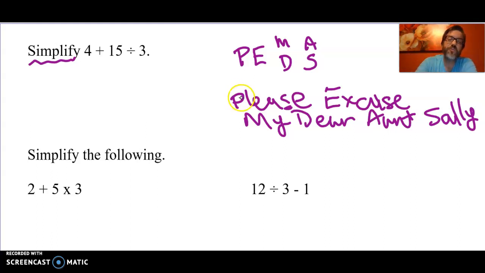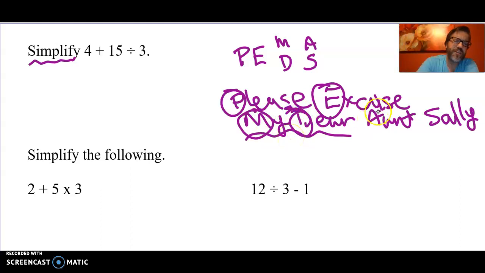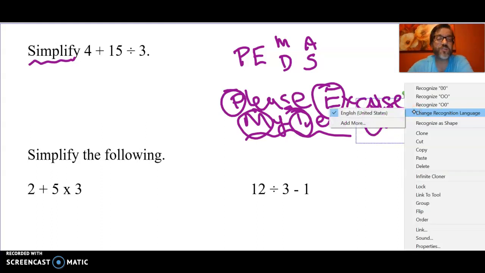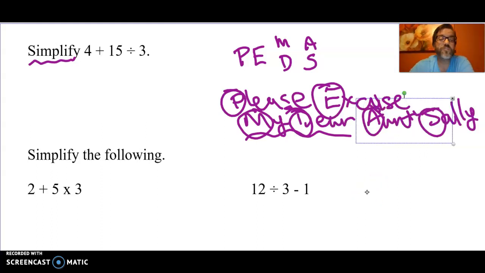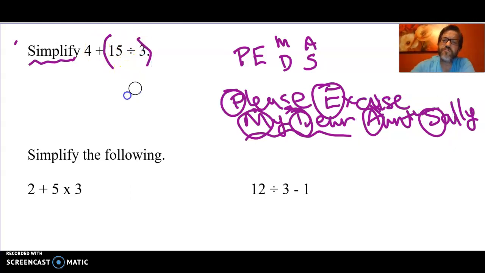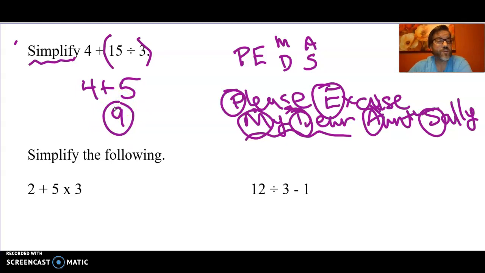But again, P is for parentheses, E for exponents. Now, my dear, multiplying and dividing go together in the same step. You do them from left to right. Aunt Sally, adding and subtracting goes in order as they appear from left to right as well. So in this problem, 4 plus 15 divided by 3, we have to divide before we can add. So 15 divided by 3 is 5. Oh boy, we're not writing. Let me try this again. There we go. So now I have 4 plus 5, and we get an answer of 9. That's all there is to it.